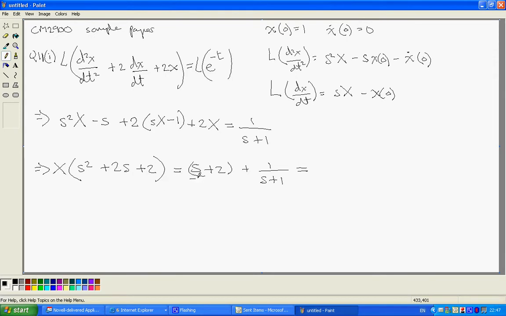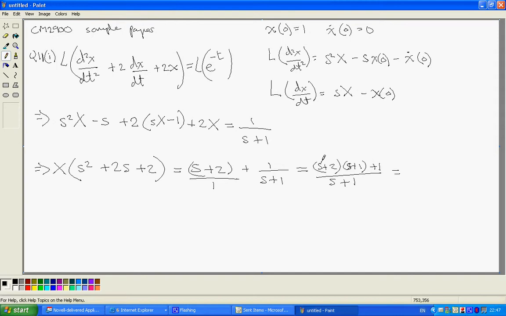If you think of s plus 2 as being s plus 2 upon 1, we multiply the denominators, 1 times s plus 1, because s plus 1 is the denominator, and the numerator is the cross product of denominators and numerators, so s plus 2 times s plus 1 plus 1 times 1, which is 1.